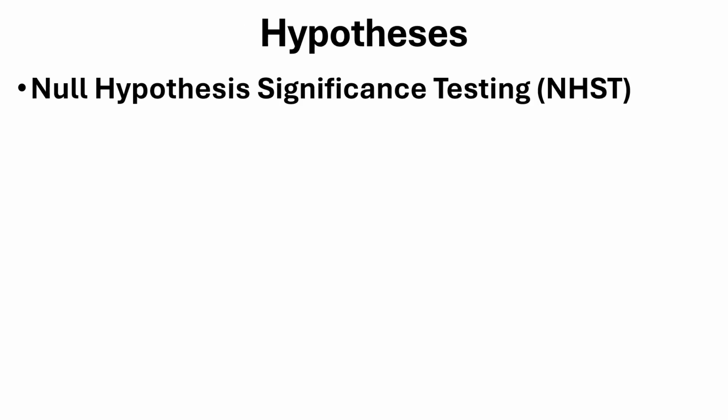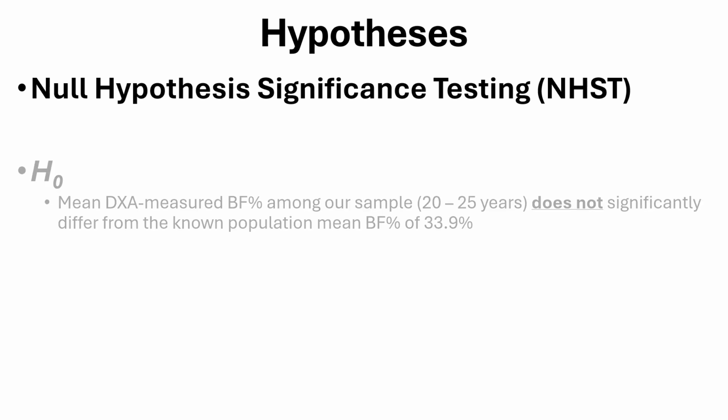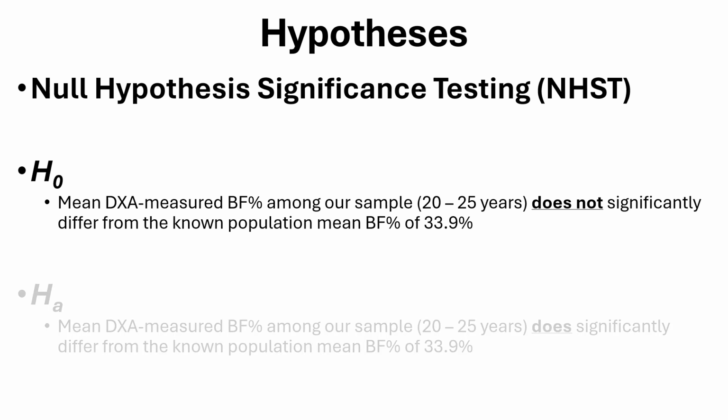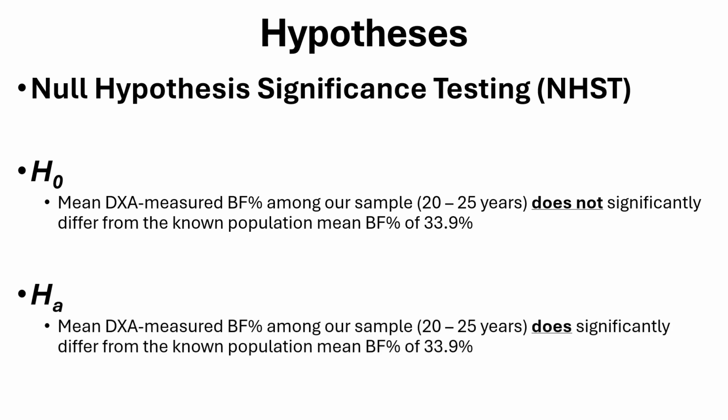Within a null hypothesis significance testing framework, our null hypothesis is that mean DEXA measured body fat percentage among our sample of 20 to 25-year-olds does not significantly differ from the known population mean body fat percentage of 33.9%. Our alternative hypothesis is that mean DEXA measured body fat percentage among our sample of 20 to 25-year-olds does significantly differ from the known population mean body fat percentage of 33.9%.